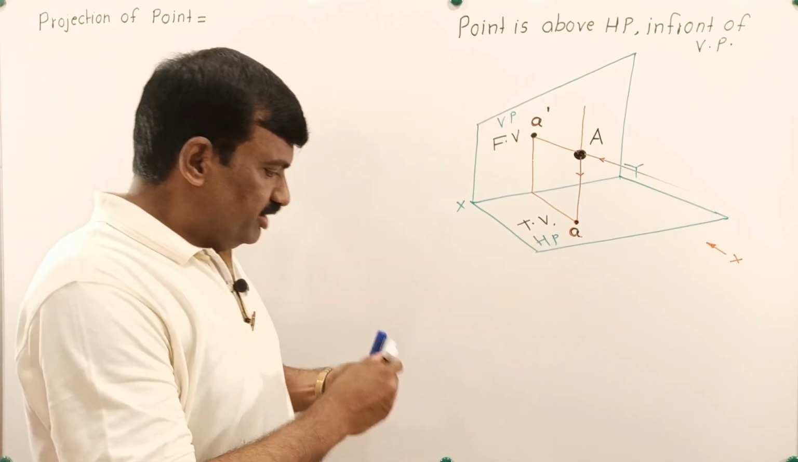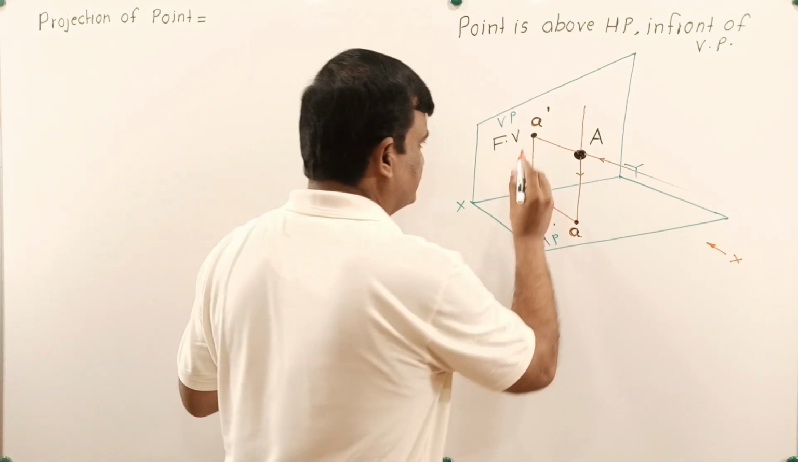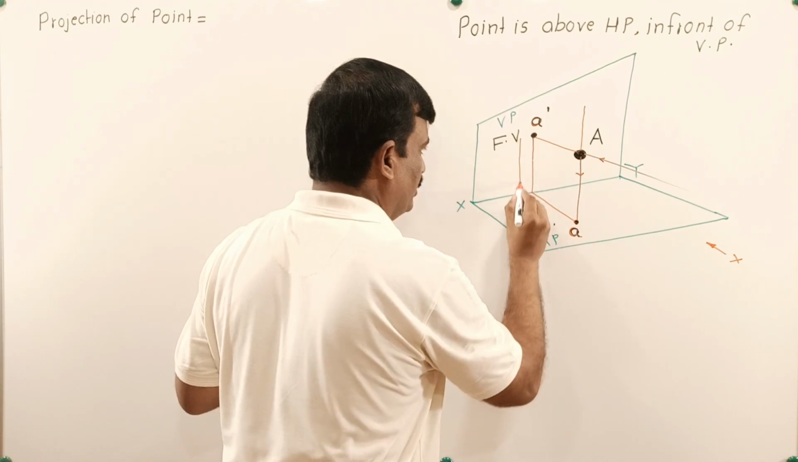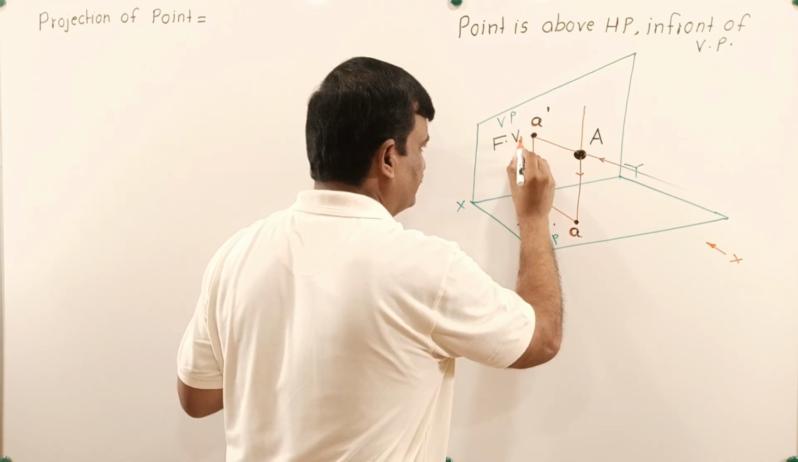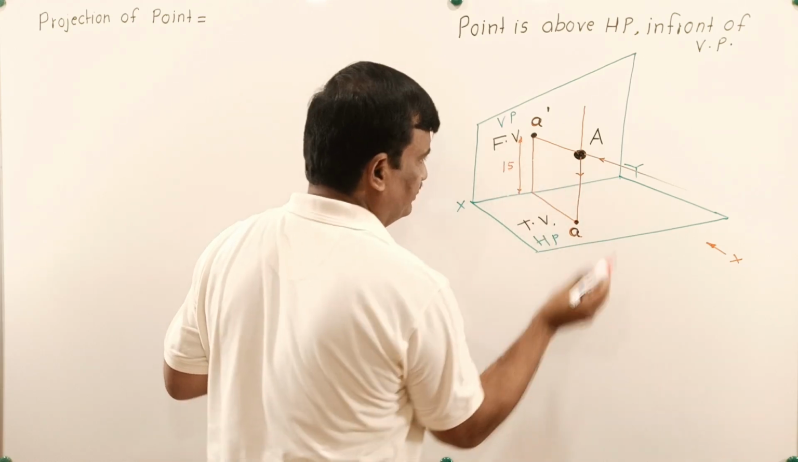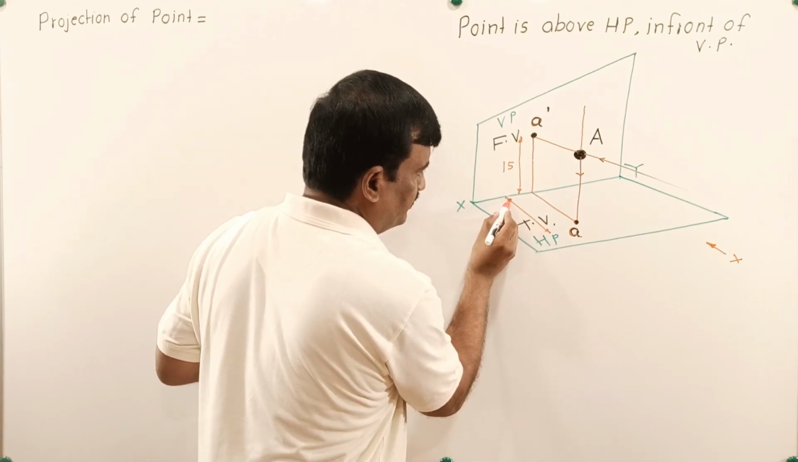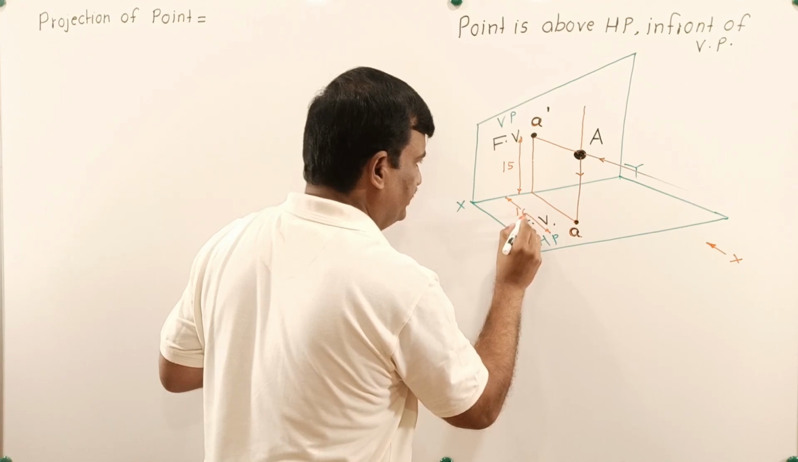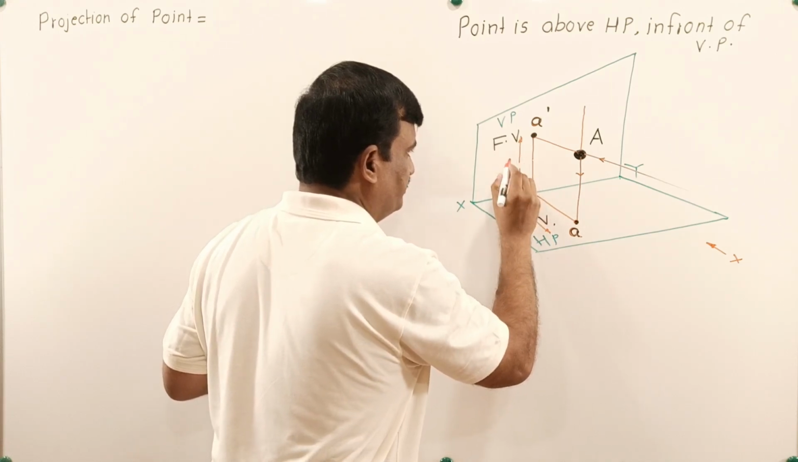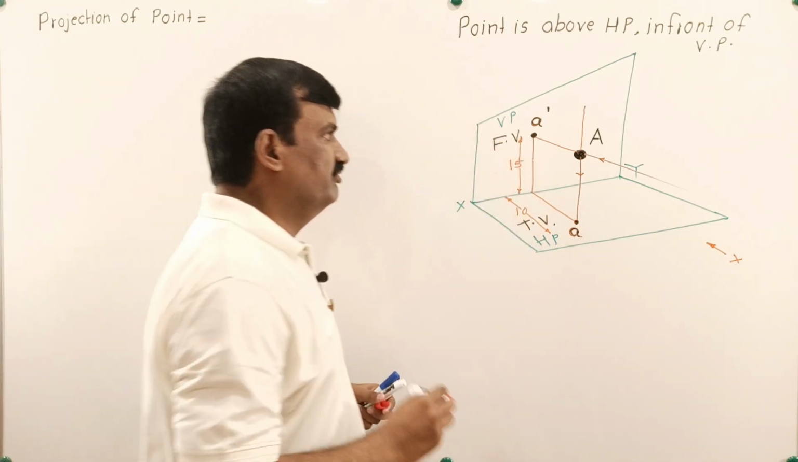Point is above HP. Let this distance be 15 mm, and let the point be 10 mm in front of VP. Let the point be 15 mm above HP and 10 mm in front of VP.